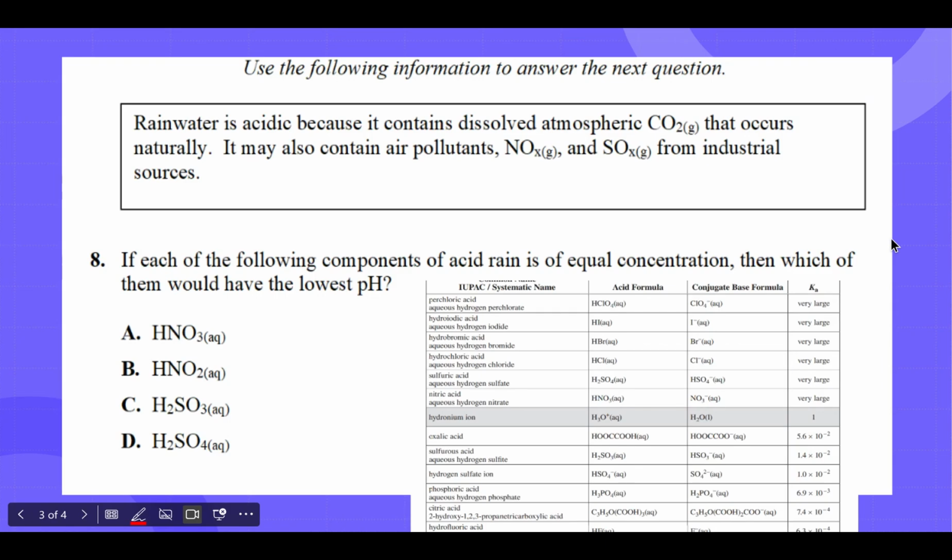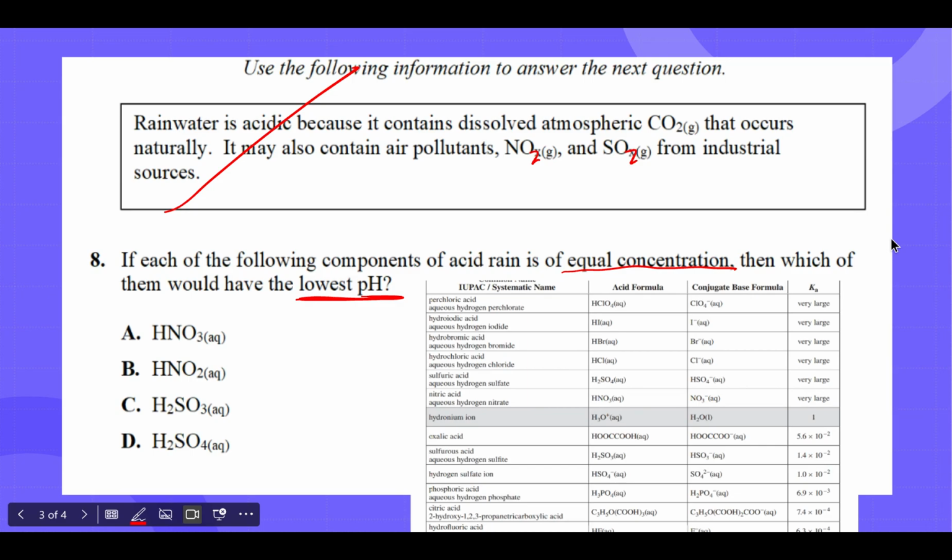This next one has to do with understanding pHs. You have some information about rainwater becoming acidic because of the CO2 involved, and there is a reaction there that we could take a look at. But it also talks about the pollutants NO2, and I believe this was supposed to be a 2 here, and SO2 from our industry. Even though they have that information, it really won't matter when it comes down to the question, because it tells you that if each component is of equal concentration, which of them would have the lowest pH?